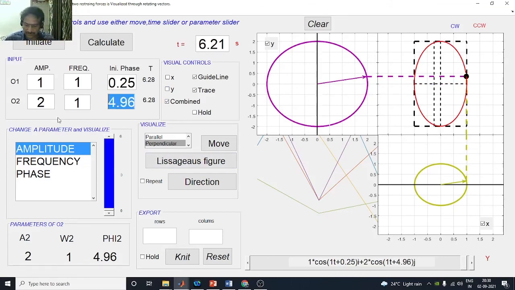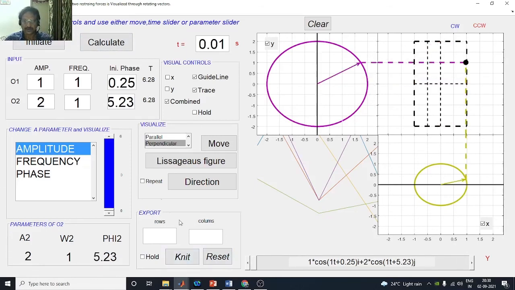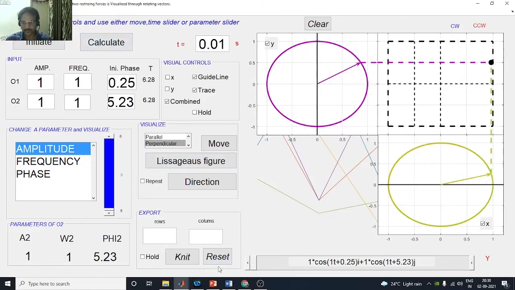So finally let us take some random example to end the simulation and put the amplitudes also equal to make it interesting. So both the amplitudes are equal, frequencies are equal, some random phase difference.